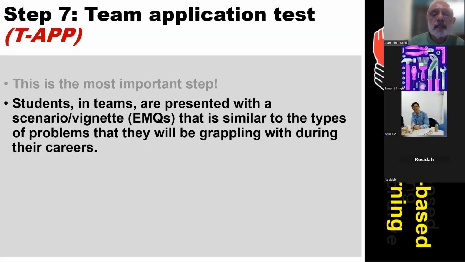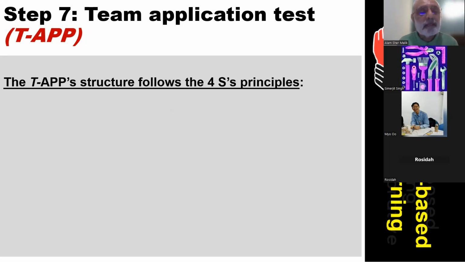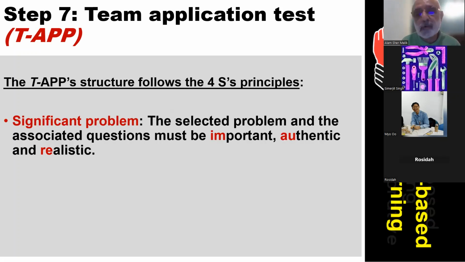We believe that students have learned the concept in up to step six, and now they should be in a position to apply their knowledge to handle or solve the problems presented at this stage. The team application structure follows what we call the four S's principle. Number one, it has to be a significant problem. The question must address important, significant, and common problems. The selected problem and the associated questions must be important, authentic, and realistic.